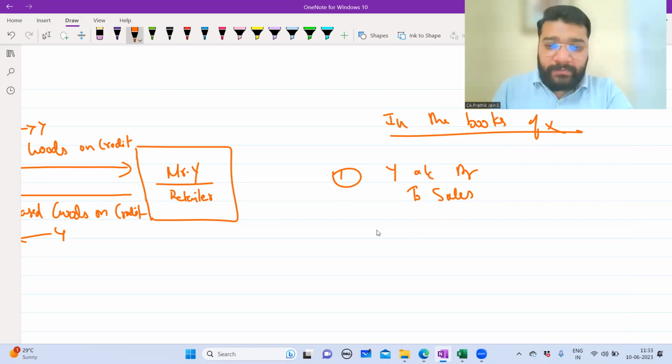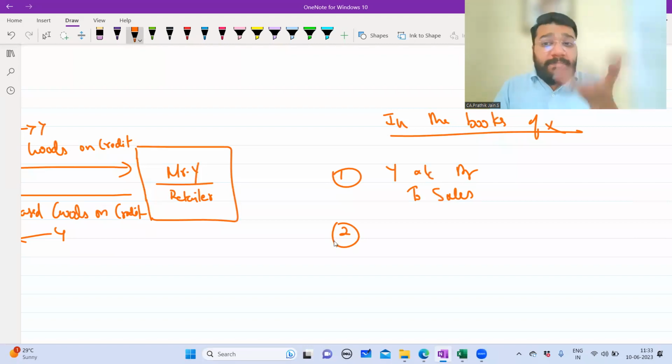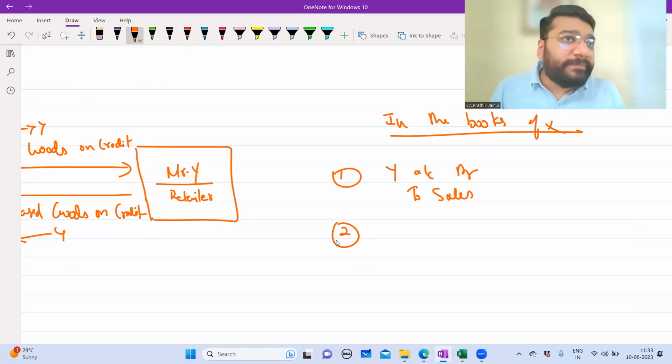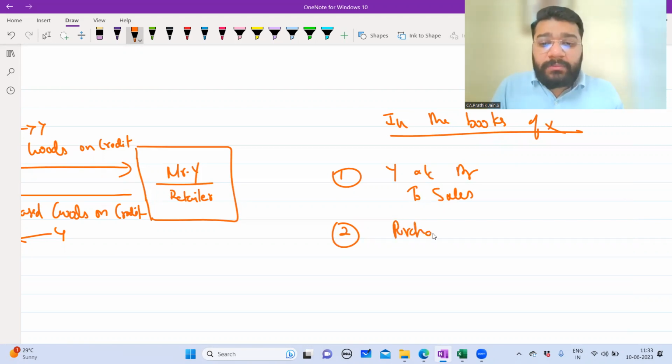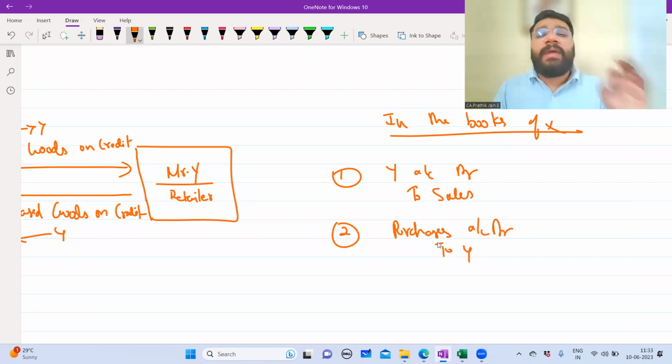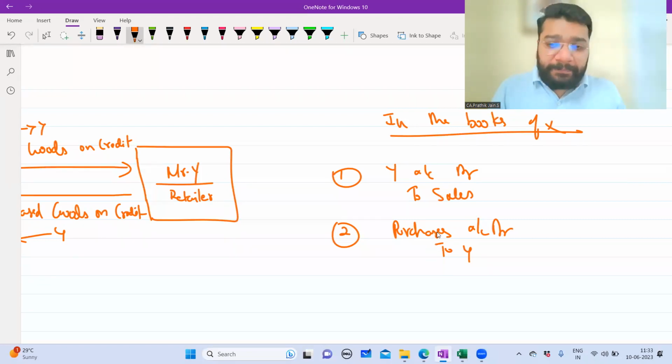Similarly, if X is buying from Y, what will happen? It's a purchase. So what is the journal entry for purchase? Purchases account debit to Y. Very good. Which means every time X does a purchase from Y, this is the journal entry he will follow while recording a credit purchase.